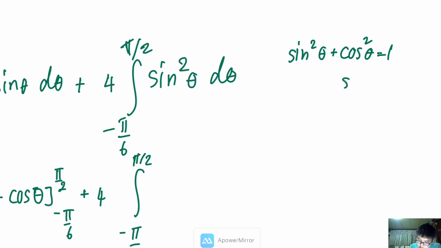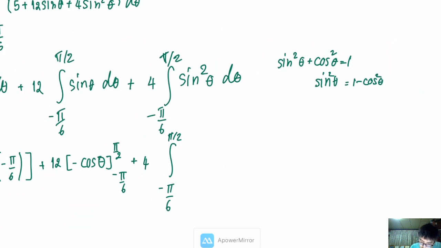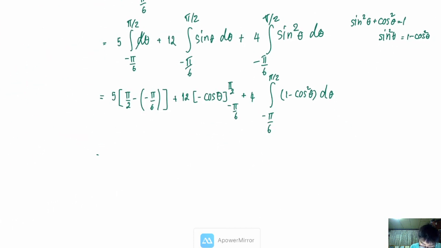This means sine square theta equals 1 minus cos square theta. And this one, we will plug this value in. This is 1 minus cos square theta d theta. Okay, just calculate here. This is 5 multiplied by plus a over 6, right? 3 minus 1 is 4 pi over 6.